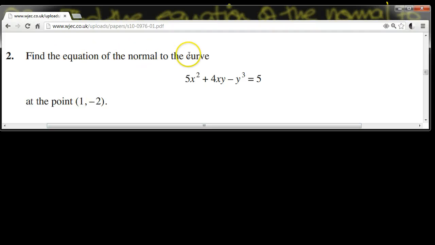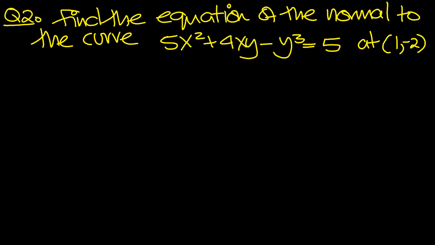Find the equation of the normal to the curve 5x squared plus 4xy minus y cubed equals 5 at the point (1, -2). So here's the question. Let's have a go at the differentiation.